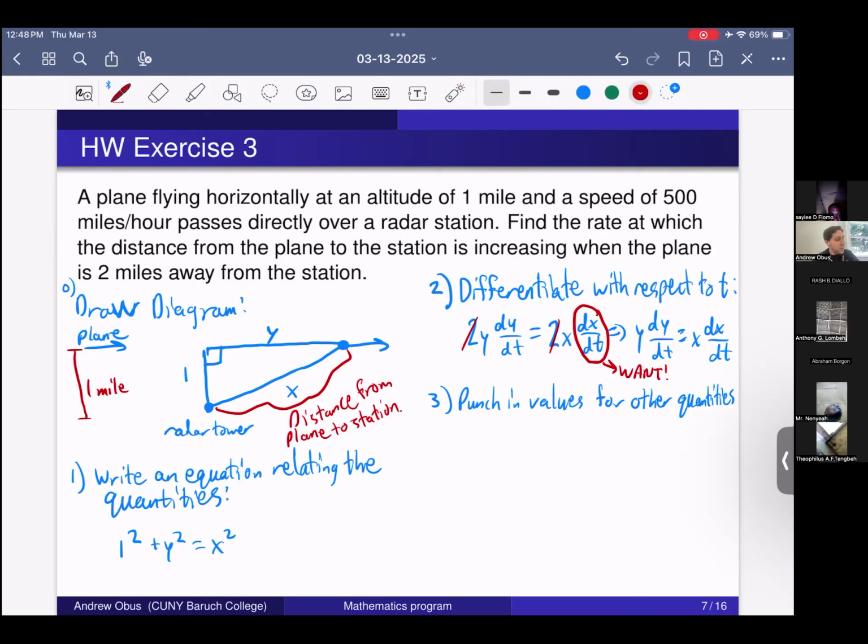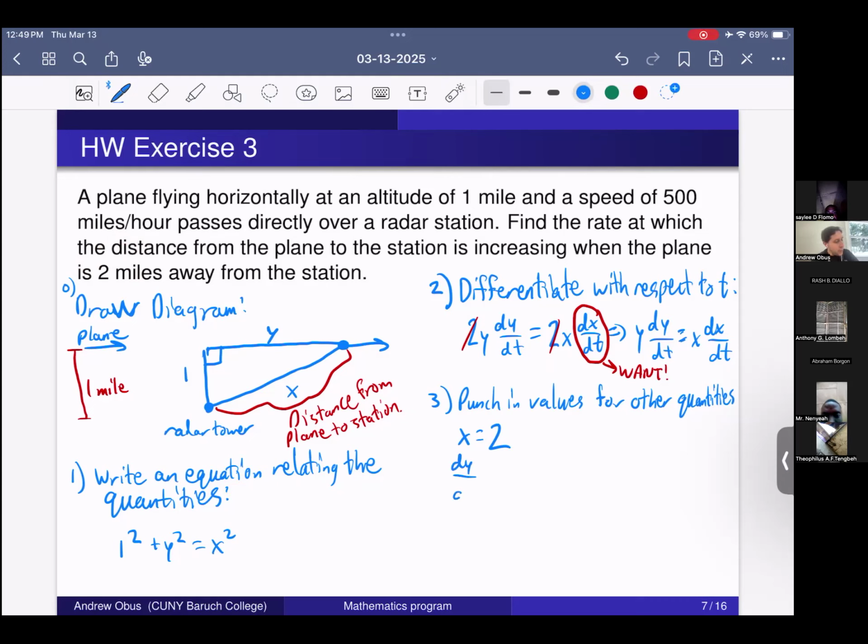So now we'll punch in the values for the other quantities. So what are they? Well, x we know. x is equal to 2. That's given, right? That's the distance from the plane to the station. It's 2 at the time, right? The plane is 2 miles away from the station.